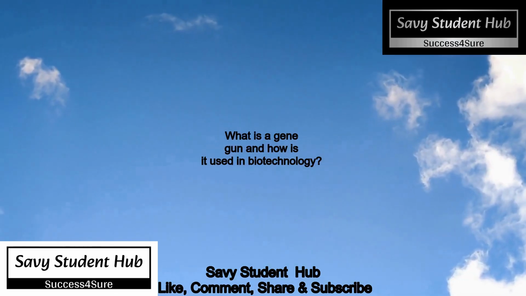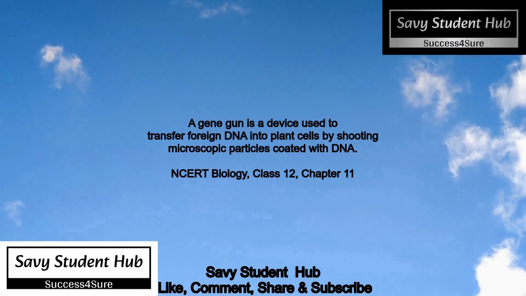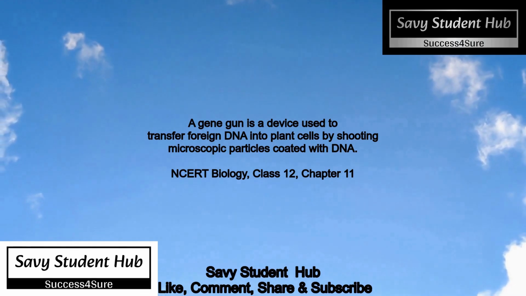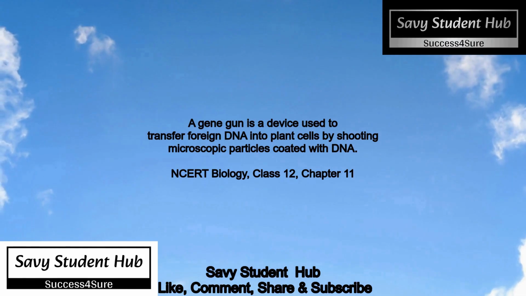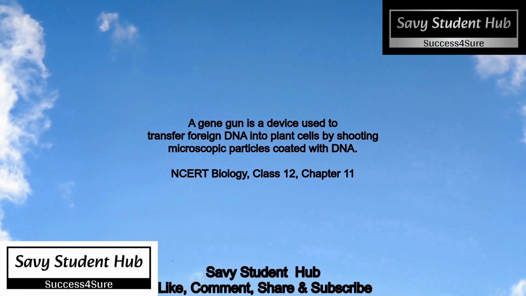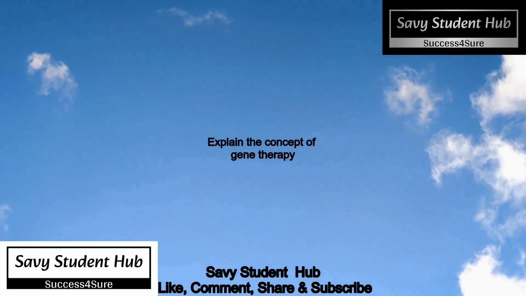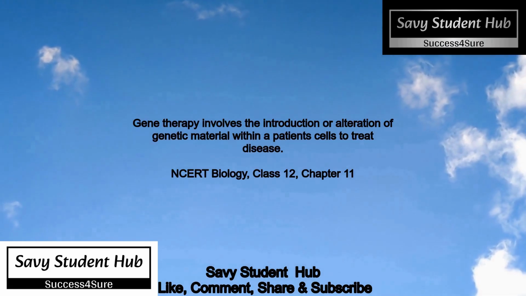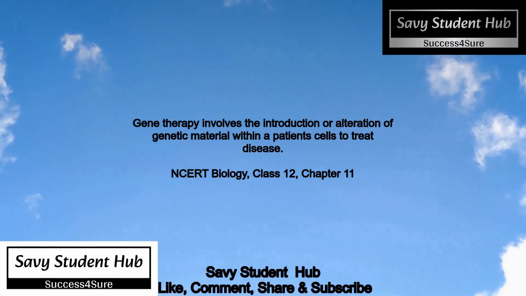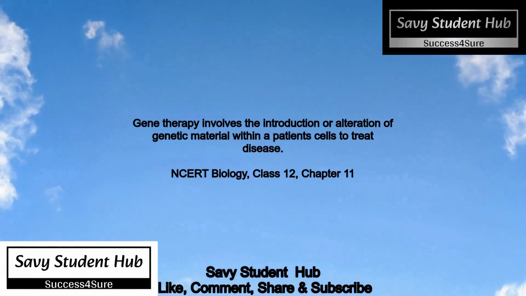What is a gene gun and how is it used in biotechnology? A gene gun is a device used to transfer foreign DNA into plant cells by shooting microscopic particles coated with DNA. Explain the concept of gene therapy. Gene therapy involves the introduction or alteration of genetic material within a patient's cells to treat disease.